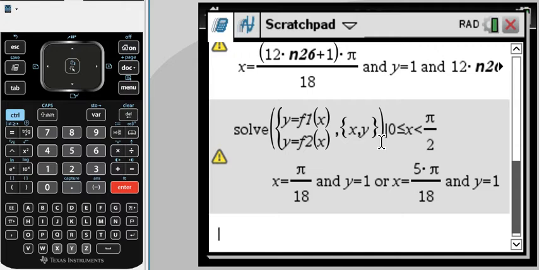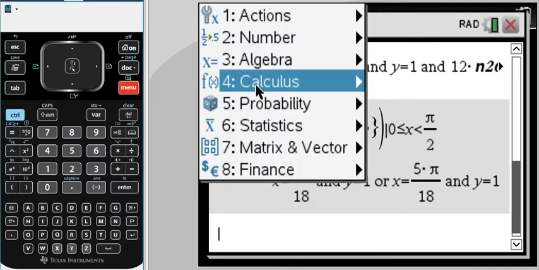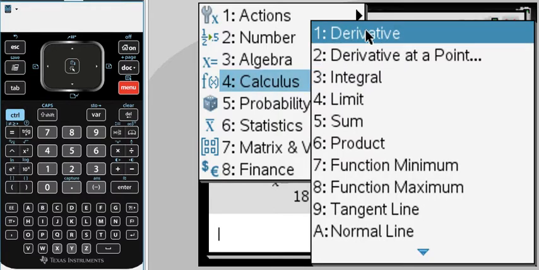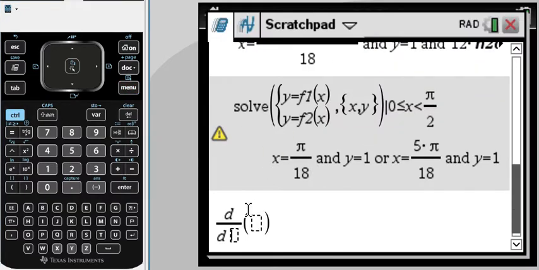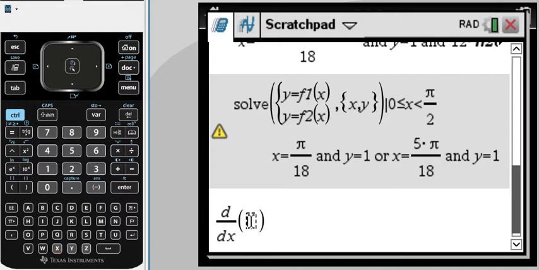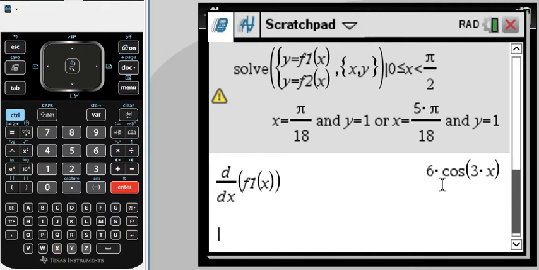Okay, now we're going to go on to finding the derivative. We'll work with the 2 sine 3x. So the derivative is under the menu and calculus, and I'm going to find the derivative with respect to x of that f1 that I'm working with. And so f1 of x, find the derivative of 2 sine 3x, and that's going to be 6 cosine 3x.